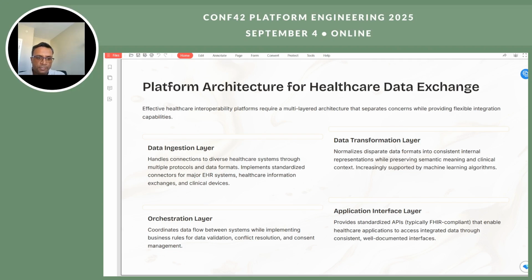This isn't just a technology stack. It's about making sure that when a specialist, a family doctor, and an ER physician all treat the same patient, they are not working in silos. They are looking at the same information about the patient and providing the right care that is required.